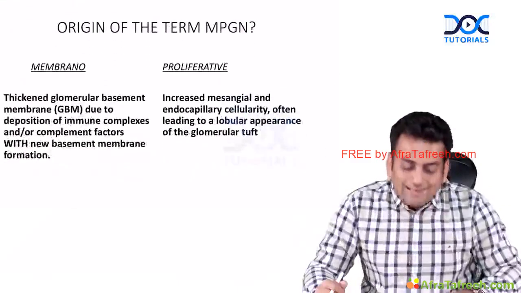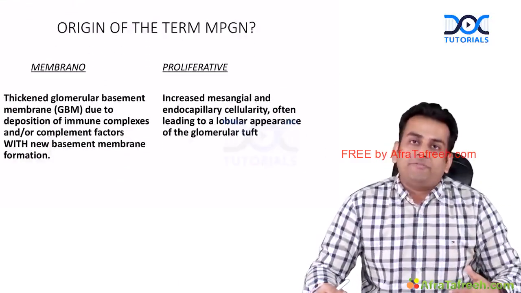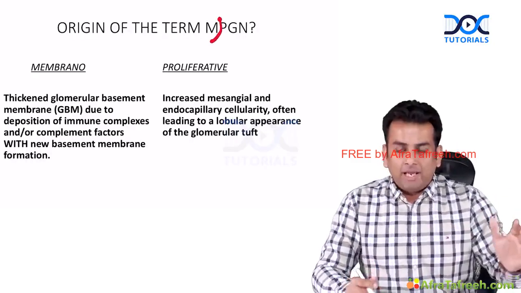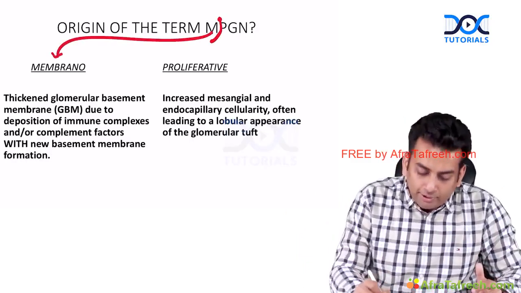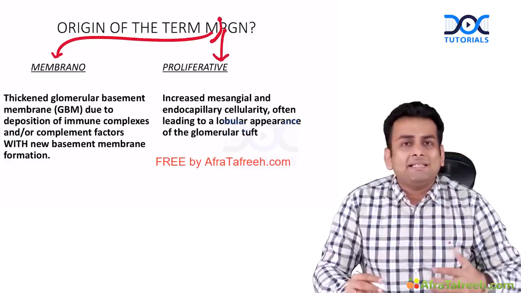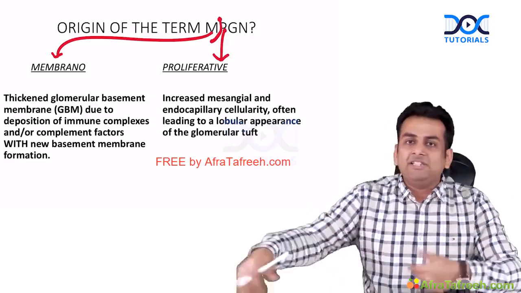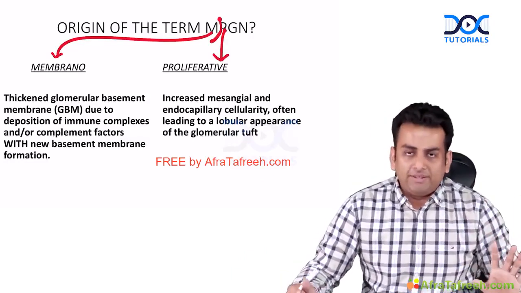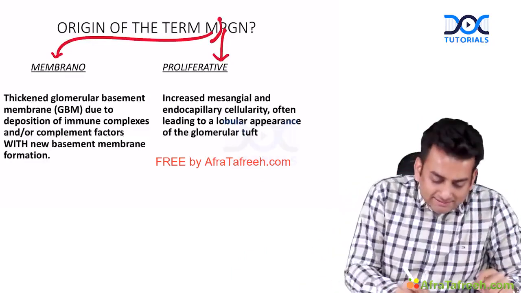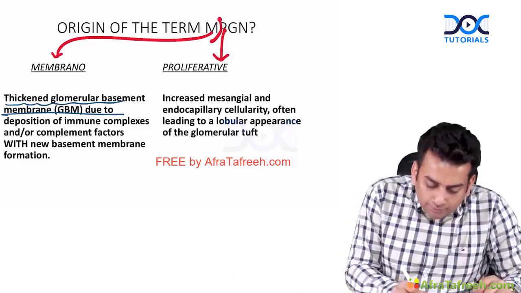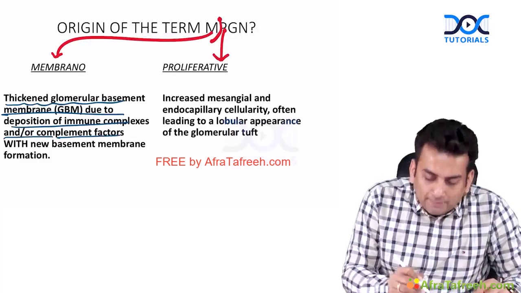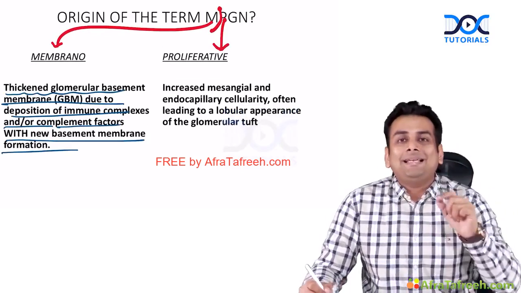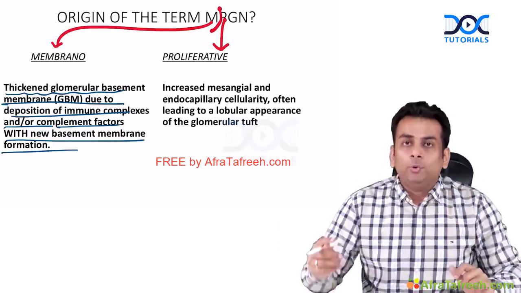Now, why do we say MPGN or membranoproliferative? So, we have understood that here you have two words. One is membrano and one is proliferative. So, M stands for membrano, P stands for proliferative, and GN is basically inflammation of the glomerulus. That is true for every GN. So it is IgA nephropathy also, it is for crescentic glomerulonephritis also, for any other glomerulonephritis. Okay. So membrano means there is thickening of the GBM due to deposition of immune complexes or complement factors with new basement membrane formation. So membrano means thickened GBM due to deposition.